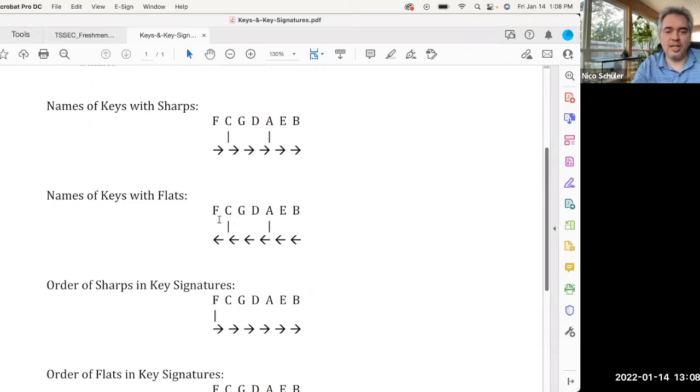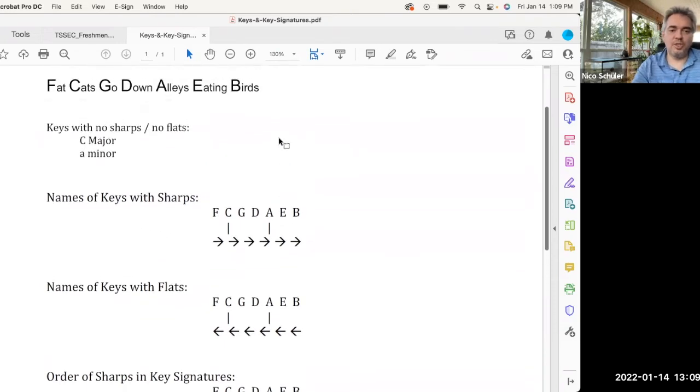If we go to the left, starting on A, we have the minor keys with flats. So 0 flats, A minor, D minor 1 flat, G minor 2 flats, C minor 3 flats, F minor 4 flats. Go the circle around, we have to add flats to the names of the keys. So B flat minor has 5 flats, E flat minor has 6 flats, and A flat minor has 7 flats.